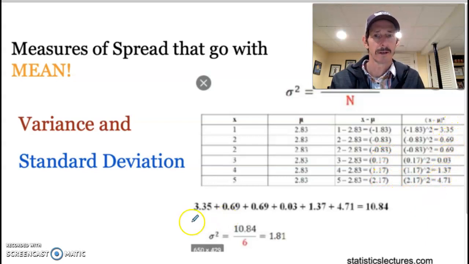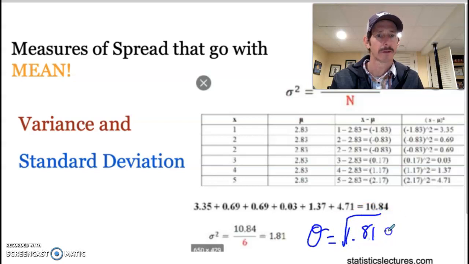And then down here, I add those all up to get 10.84, but I have to divide that by how many pieces of data I have. So I'm dividing by 6. So the variance is 1.81. And then if I wanted to find the standard deviation of this, I would simply take the square root of 1.81. And that would give me my standard deviation.